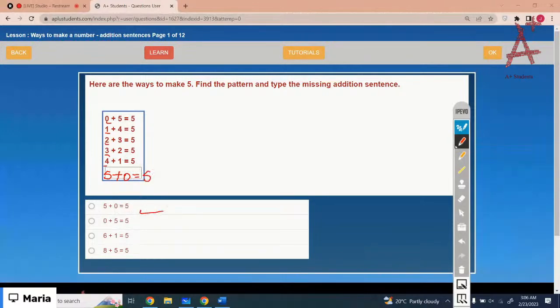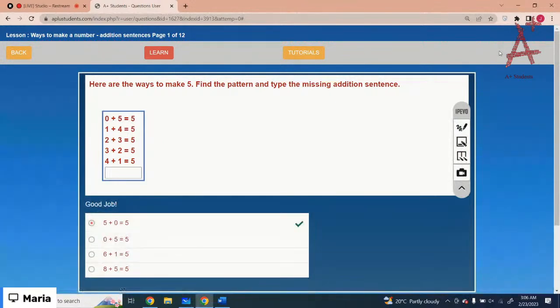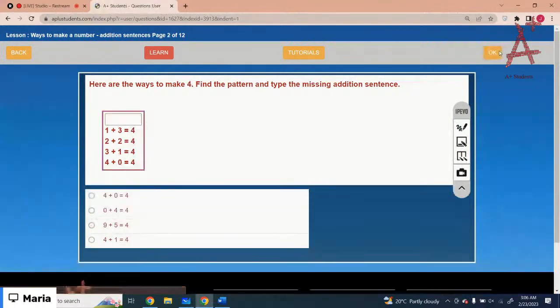So the correct option is option number 1. That means the missing one is 5 plus 0 equals 5. Got it? So the correct option is 5 plus 0 equals 5. Just select the correct option and click on the OK button.